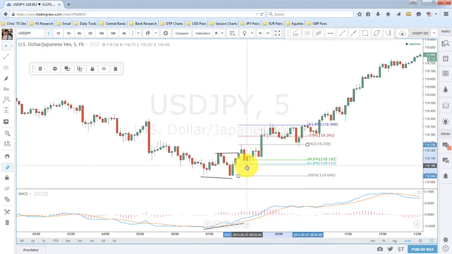So here you can see the market pulled back 62%, rallied right to the 127%, found some resistance, and then continued on to the 162%. And that's again where we found some resistance before pulling back here.